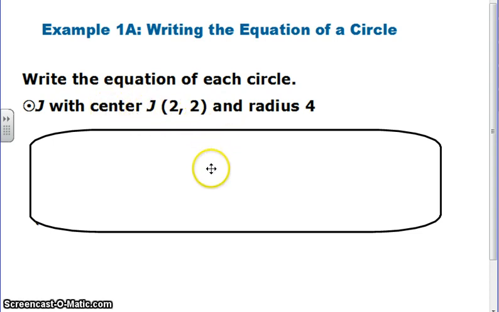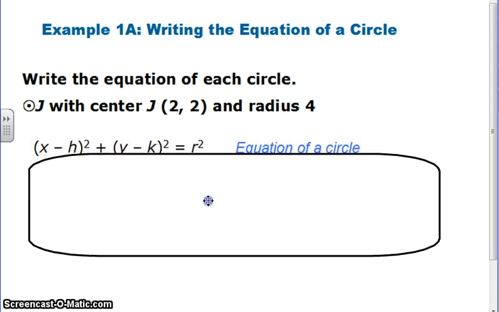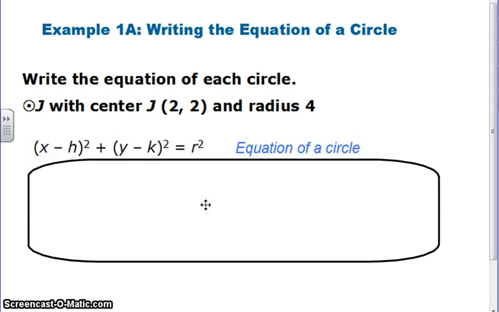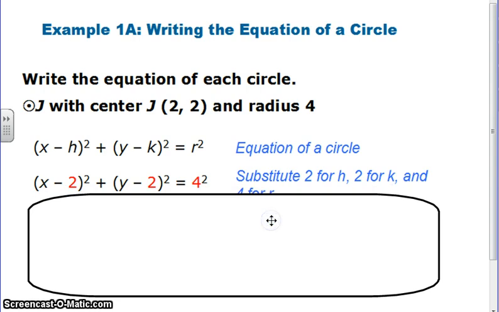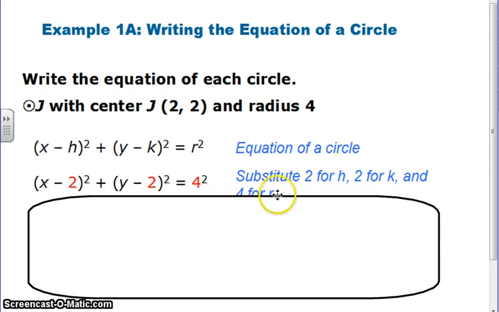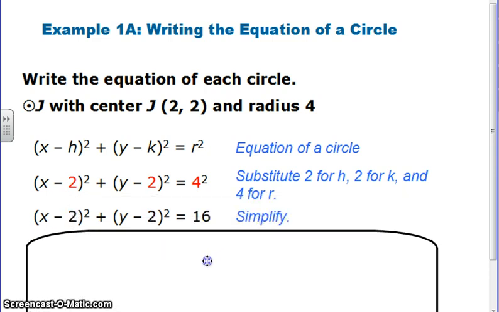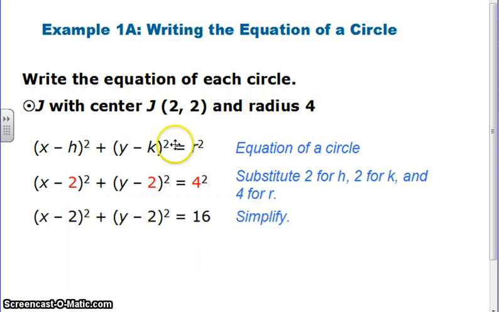So let's write the equation of a circle, J, with center J at (2, 2) and radius 4. So we start with that equation, gotta have it. And now we're simply going to substitute the center (h, k), in this case they're both 2, and put in the radius 4. Now we simplify. What is 4 squared? Yep, 16. So here is the equation of our circle: (x - 2) squared plus (y - 2) squared equals 16.